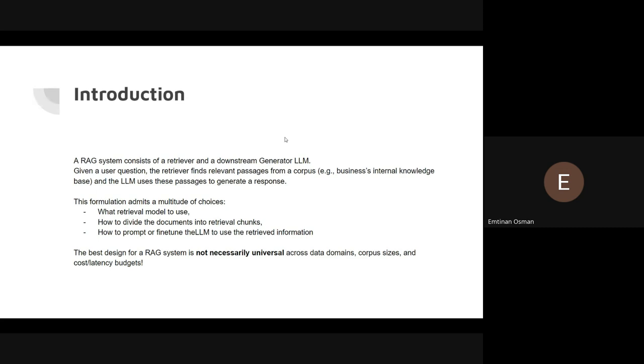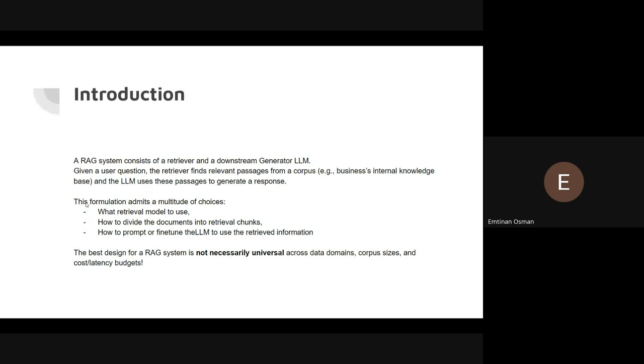So you know already this. The RAG system consists of a retriever and a downstream generator LLM. Given a user question, the retriever finds a relevant passage from a corpus. The corpus is like a business internal knowledge base, for example. And the LLM then uses this passage to generate a response. So you have two main components, the retriever and the downstream generator. And when we talk about evaluating the RAG, we are talking about evaluating both these components separately, and maybe together, basically.